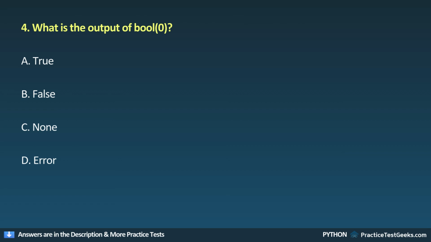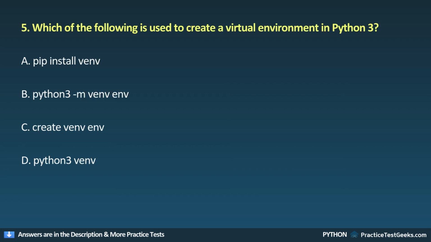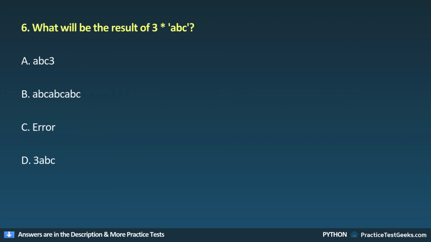A. True. B. False. C. None. D. Error. 5. Which of the following is used to create a virtual environment in Python 3? A. pip install venv. B. python3 -m venv env. C. create venv. D. python3 venv. 6.